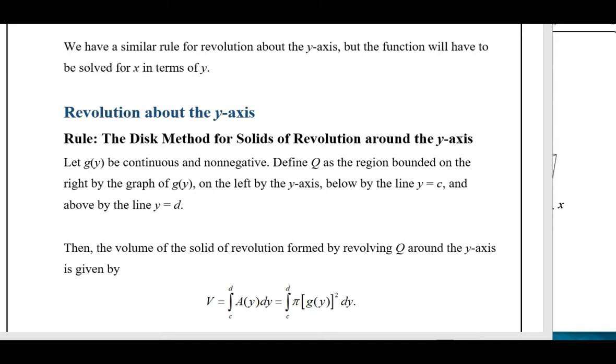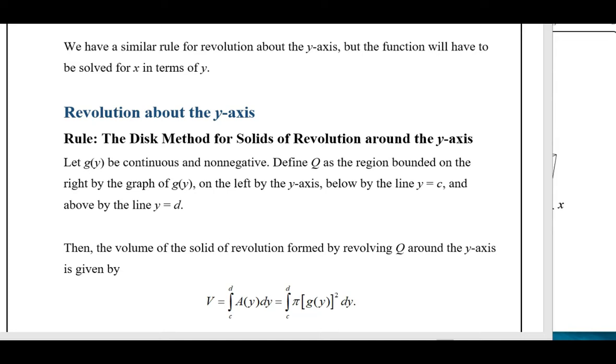We define Q as the region bounded on the right side by the graph of g of y, on the left side by the y-axis or a different function, h of y, below by the line y equals c, and above by the line y equals d. If we're revolving about the y-axis, then typically our left side will be the y-axis.